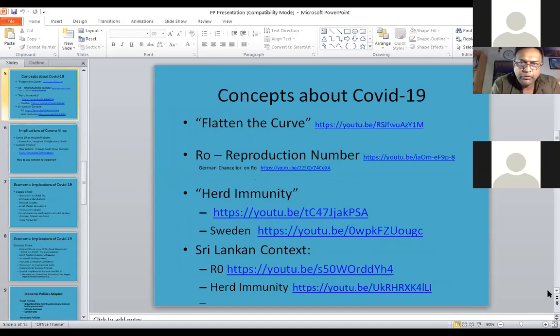The next concept I want to quickly introduce to you is also very important when you are analyzing or understanding the disease. It's called herd immunity. Does anybody know what herd immunity is?